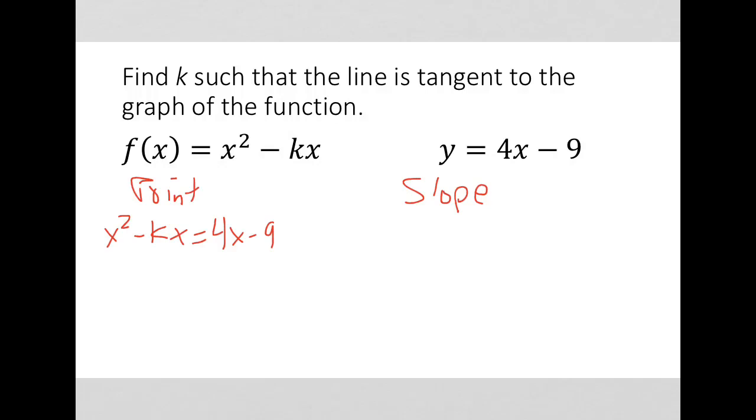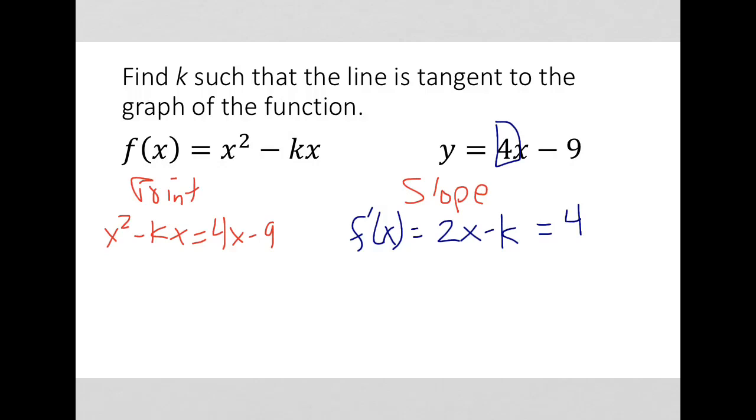And I can write the equation, what I need to know about slope. Think about, again, the derivative of a function at a specific x value tells you the slope of the tangent line at that x value. So if I take the derivative f prime of x, using the power rule, I'm going to get 2x minus k. And that has to be equal to the slope of the tangent line function. So that has to be equal to 4.